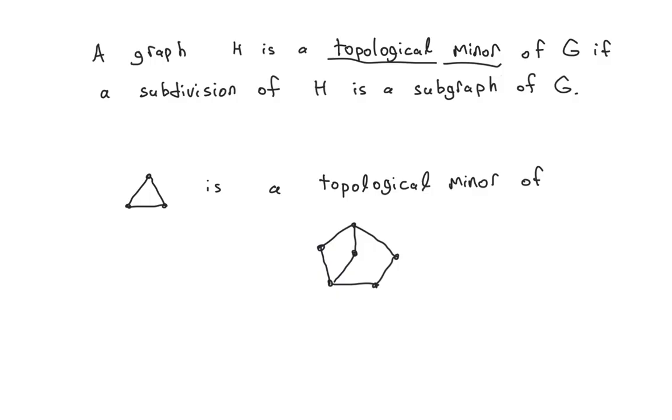So for instance, the triangle is a topological minor of this graph because it is possible to subdivide the edges. Let's see, like right here, and then map that to this cycle. Okay, it looks like I need at least one more. And there you have it. So that's what it means to be a topological minor. It's a generalization of the concept of subgraph that we need.